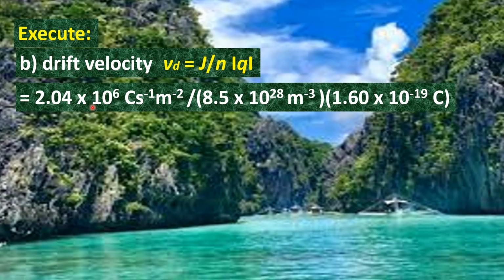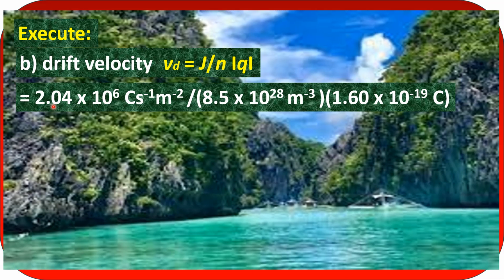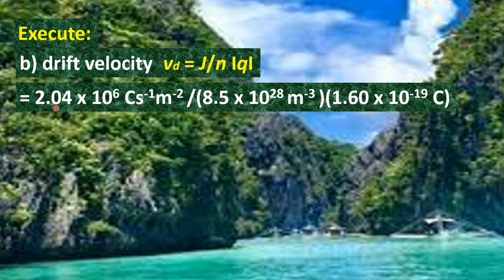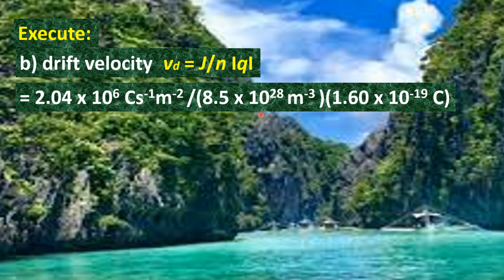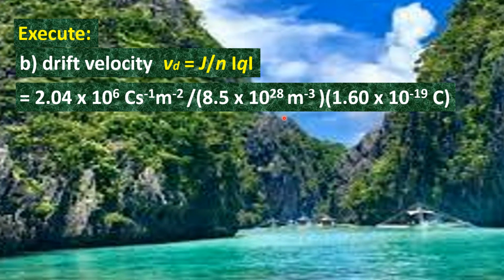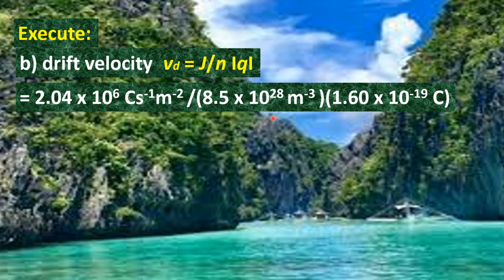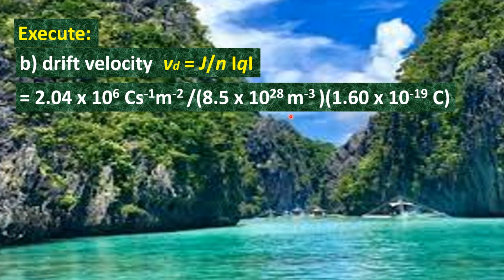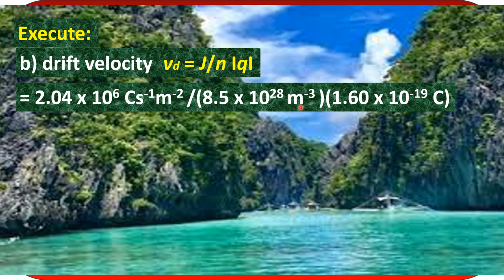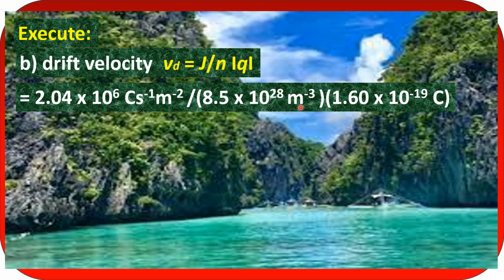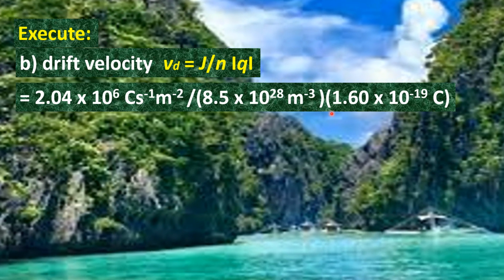So, in short, the current density is now expressed in coulomb per second meter squared. And that will be divided by the value of n, or the density of the free electrons, equal to 8.5 raised to the 28th power per meter cube, all right? That's supposedly 8.5 raised to the 28th power electrons per meter cube, right?